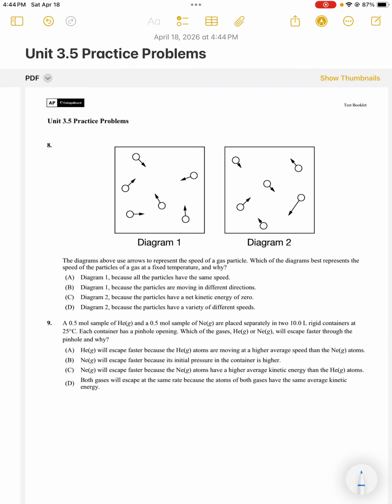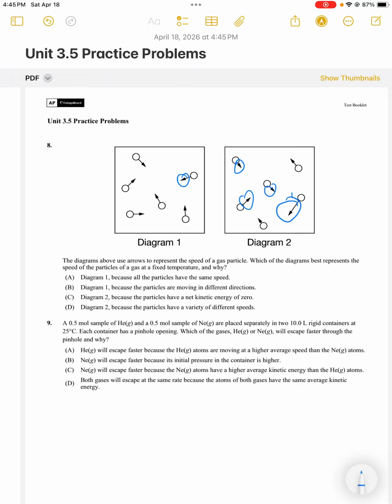Taking a look at number 8, okay, so when they do this, they are using these arrows to represent the relative speeds of the particles. So if you look at diagram 1, all the arrows are the same length. If you look at diagram 2, you've got some really short ones, you've got some really long ones. So the long arrows represent faster moving particles, and the shorter arrows mean they're moving slower. So which of these diagrams best represents the speed of the particles at a fixed temperature?